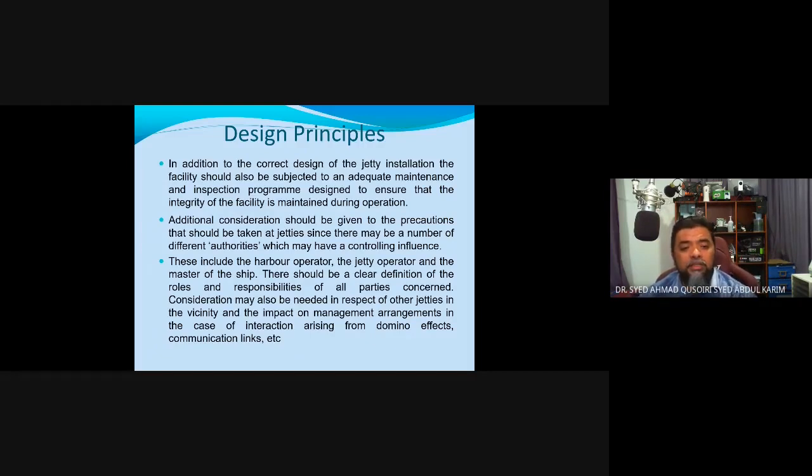So additional consideration, precautions that should be taken for a jetty, since there are a number of different authorities which may have a controlling influence. So a lot of authorities will have a say in the construction and operation of the jetty. So precautions should be taken. This includes the harbor operator, jetty operator, and the master of the ship. So there should be a clear definition of the role and responsibilities of all parties concerned.